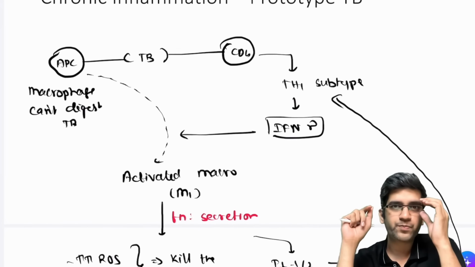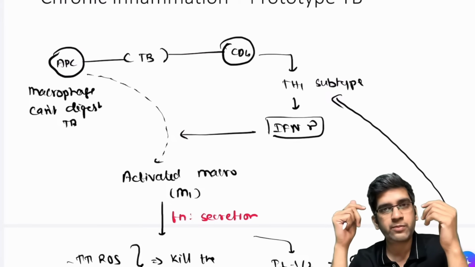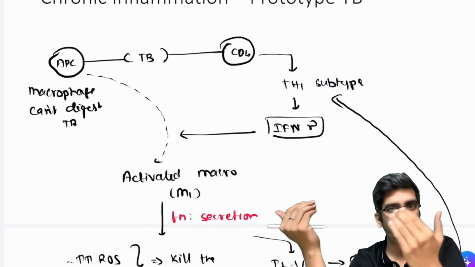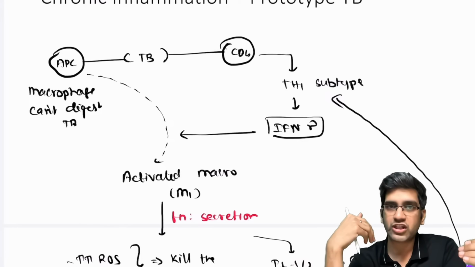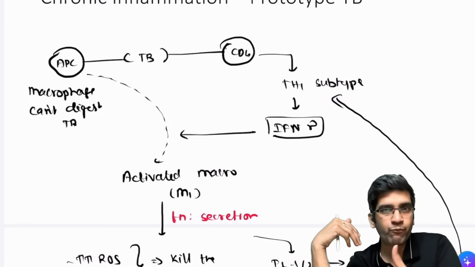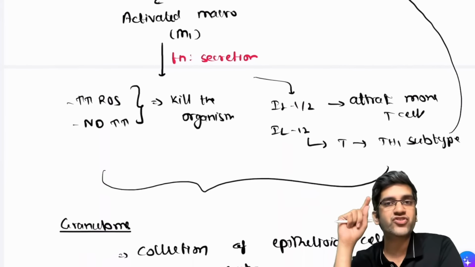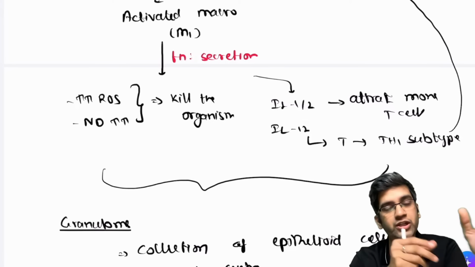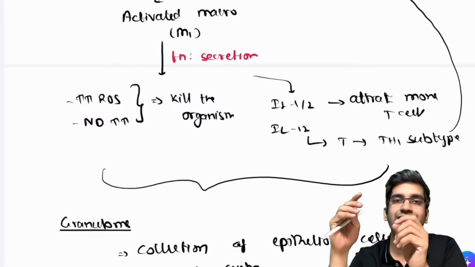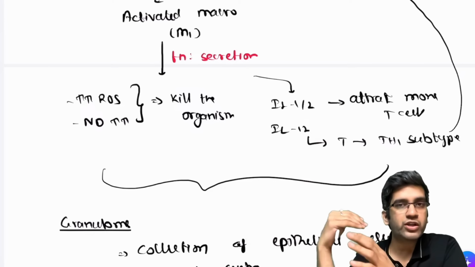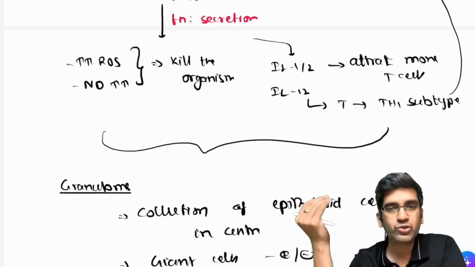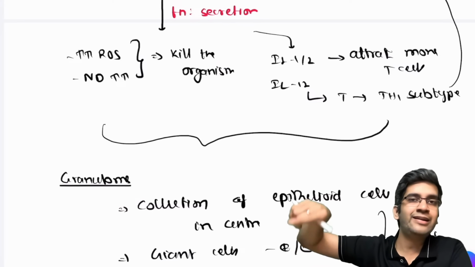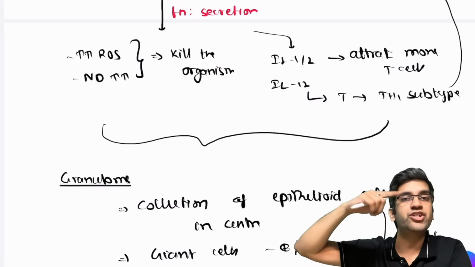Prototype is tuberculosis. Macrophages can't destroy TB, so they present it to CD4. CD4 became TH1. TH1 gave you interferon gamma. With that, it became an M1 activated macrophage, whose function is secretion. It secreted more reactive oxygen species and nitric oxide to kill the bacteria, and secreted interleukins to attract more T cells and convert them into the TH1 subtype so that the entire process can go on and keep on going in a vicious cycle.